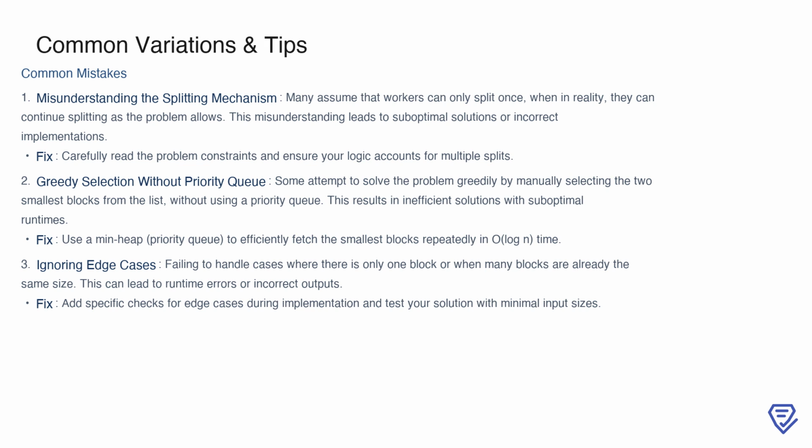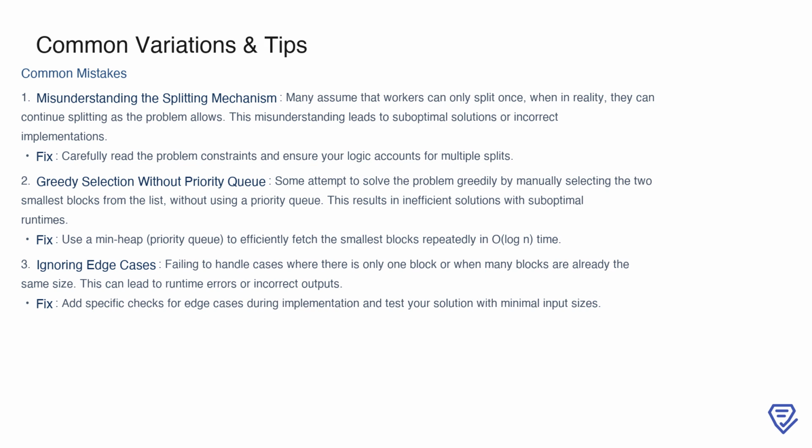Another mistake is attempting to solve the problem in a greedy manner without using a priority queue. For example, manually selecting the two smallest blocks repeatedly from the list is inefficient and can lead to poor runtimes. Instead, using a min-heap or priority queue allows you to fetch the smallest block efficiently in log n time.